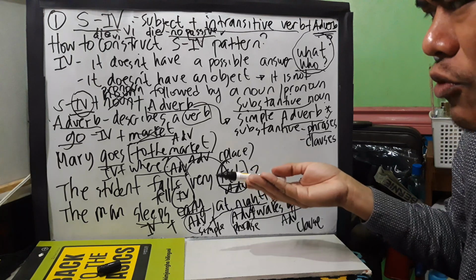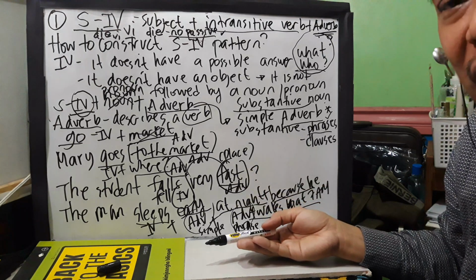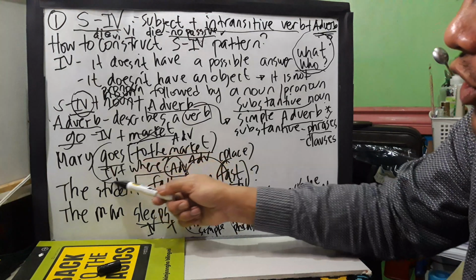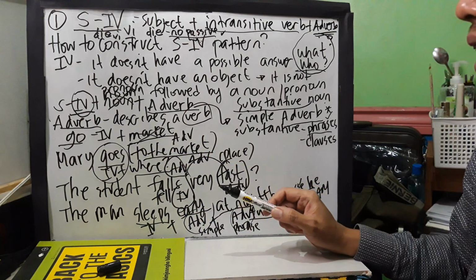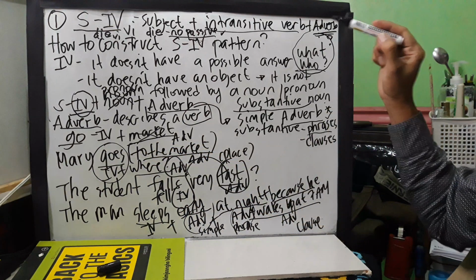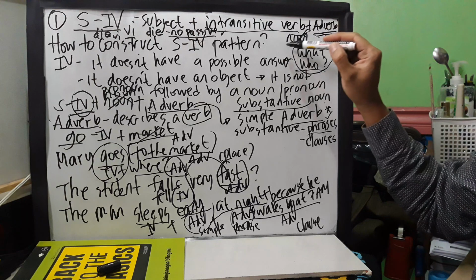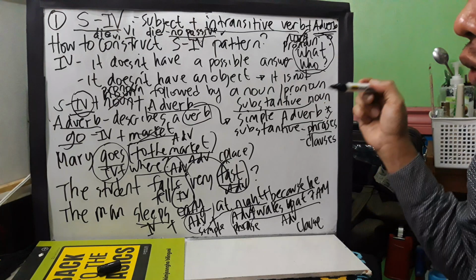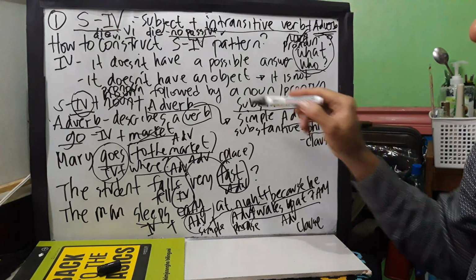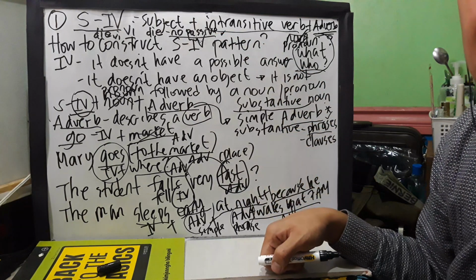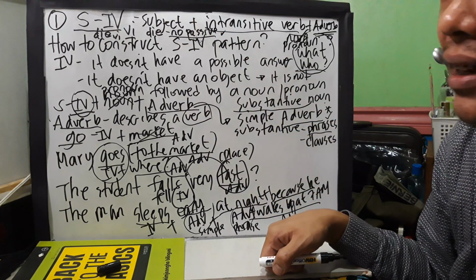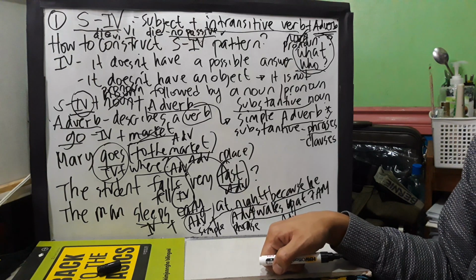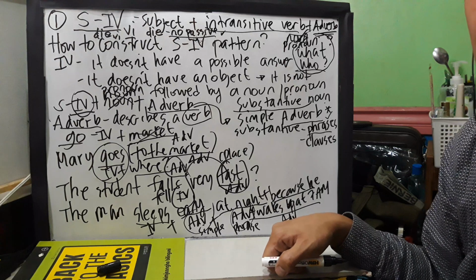But teacher, what is an object? Okay, guys, a direct object is a noun or a pronoun. And as I've told you, since an intransitive verb is not followed by a noun or a pronoun, because it is followed by an adverb, later on, when I teach you active and passive, an SIV has no passive construction. So again, a subject intransitive verb pattern doesn't have a passive voice construction.